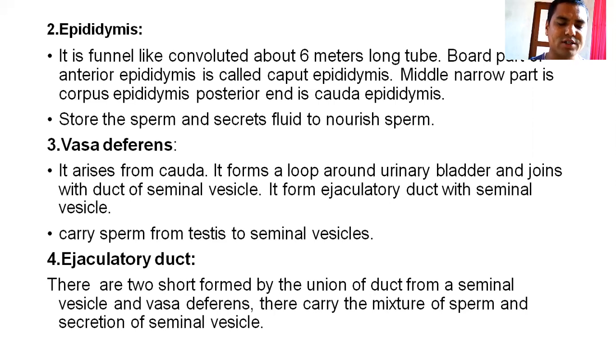Now, the ejaculatory ducts. There are 2 of them, formed by the union of the duct from the seminal vesicle and the vasa deferens. They carry the mixture of the sperm and the secretion of the seminal vesicle. Students, the ejaculatory duct is a short tube used to carry the mixture of sperm and secretion of seminal vesicles.